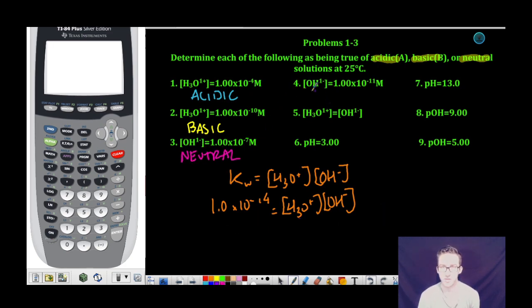Okay, as we look at number 4, it says we have a hydroxide ion concentration of 1.00 times 10 to the negative 11. Again, Kw must remain constant. So in order for our hydroxide ion to decrease to 1 times 10 to the negative 11, our hydronium ion concentration must have increased, in this case, to 1 times 10 to the negative 3. So in this situation, we would have an acidic solution.